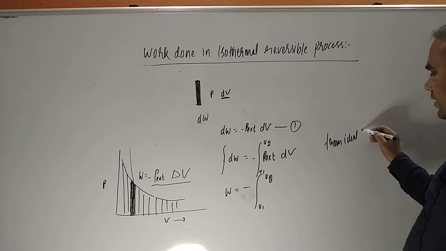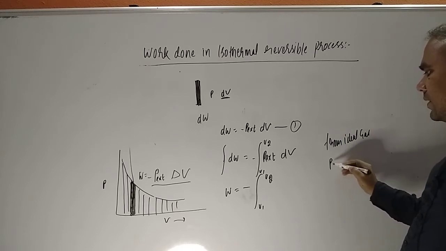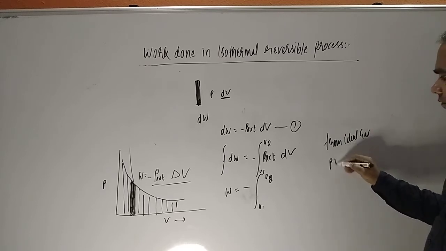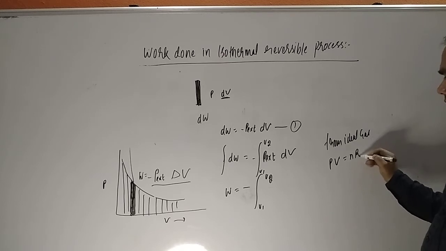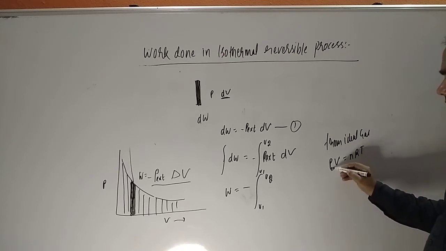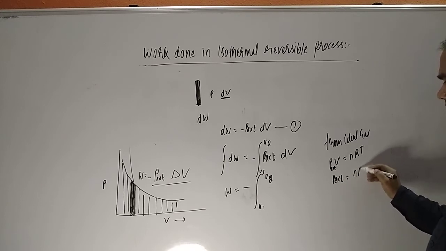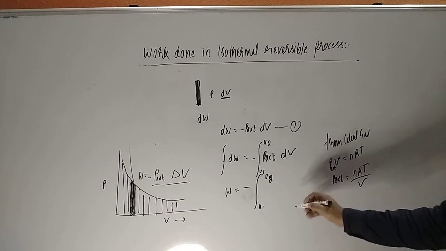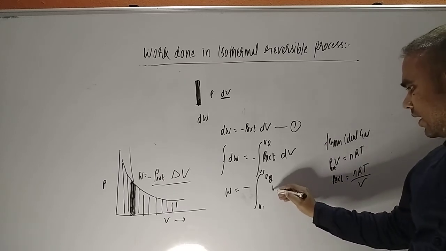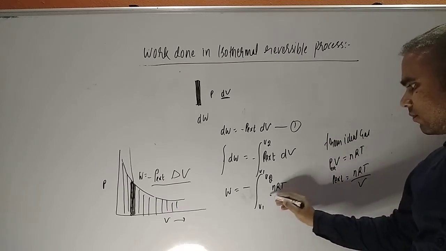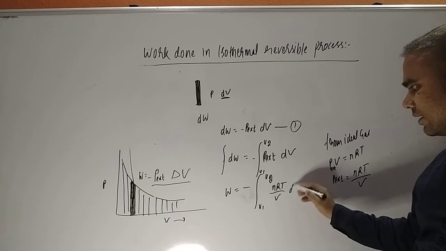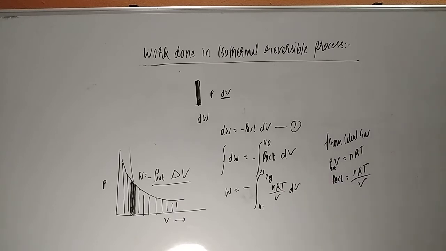Dear students, from the ideal gas equation, PV is equal to nRT. Since the system is in equilibrium, P external is equal to nRT by V. So we put this value here: nRT by V, dV.